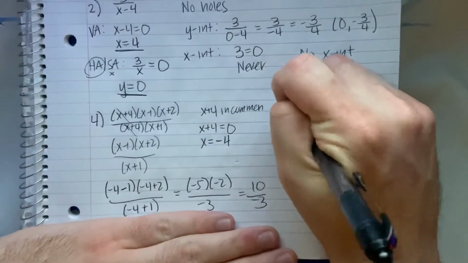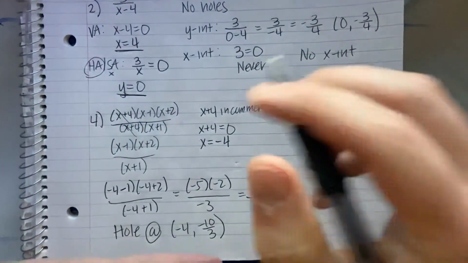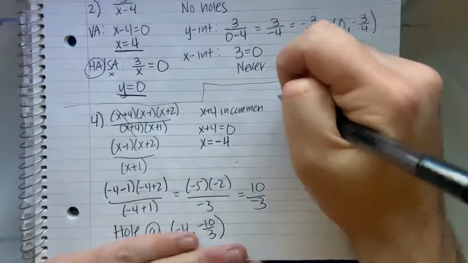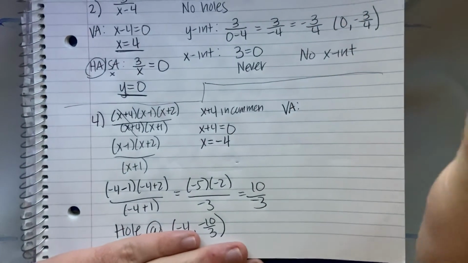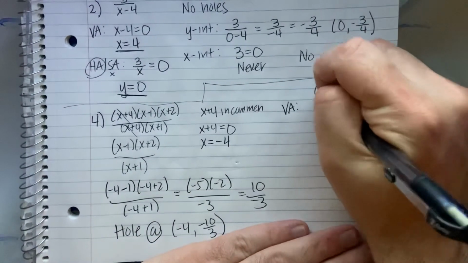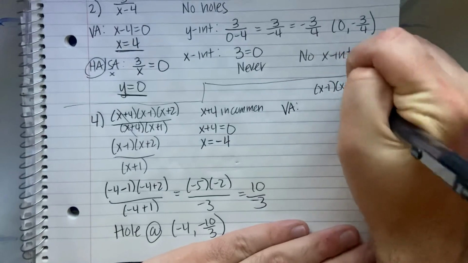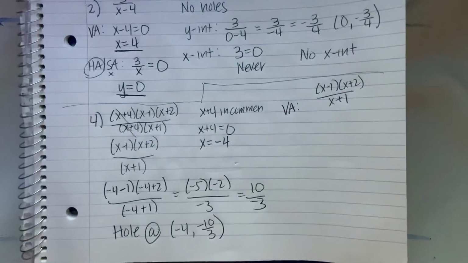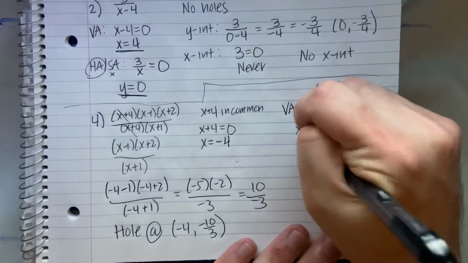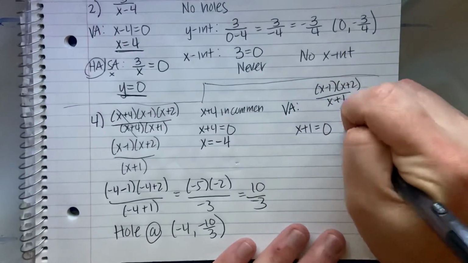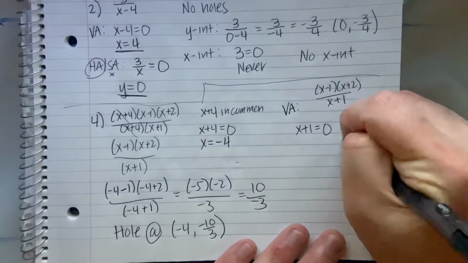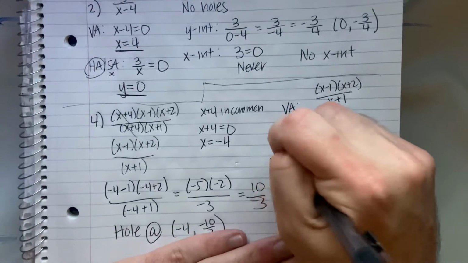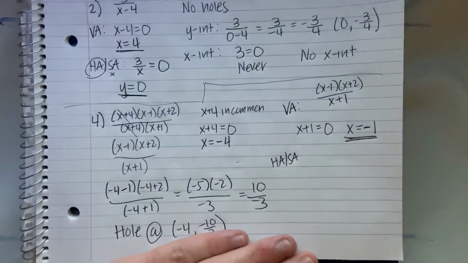Vertical asymptote. I'm going to rewrite my equation here, what's left of it. I don't need to revisit the hole, but I just need to write what's left. So (x minus 1)(x plus 2) over x plus 1. Again, set the denominator equal to 0. x plus 1 equals 0, so x is negative 1. Now, I'm not going to do the intercepts here, but we'll look at the horizontal or slant.